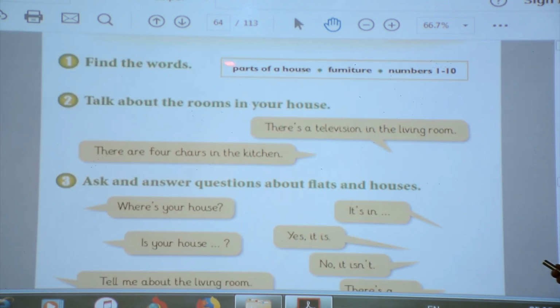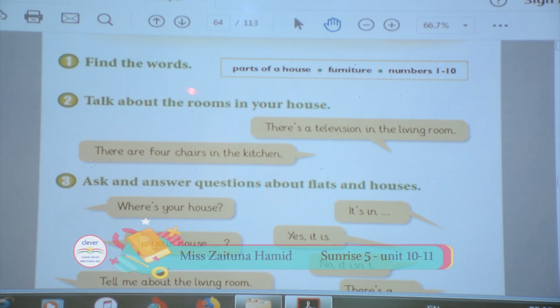Number one, find the words for parts of the house. Which one is part of the house? Furniture. Number 1 to 10. Okay, talk about the rooms in your house. Which room? We have many rooms. For example, we have the kitchen, the living room, the hall. In this sentence, there's a television in the living room. Which one is part of the house? The living room is part of the house.